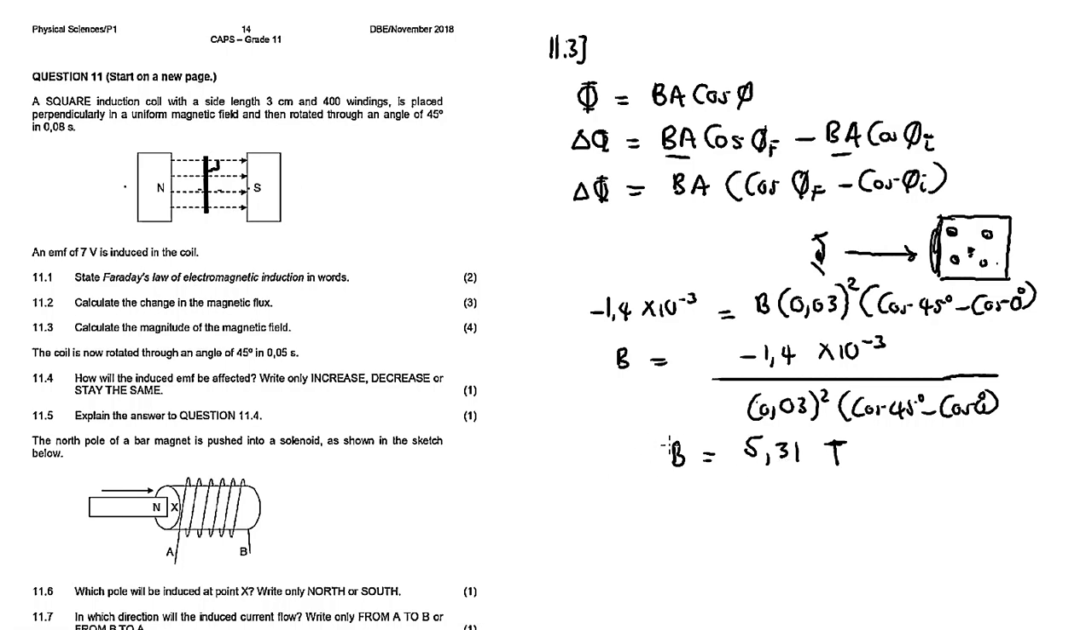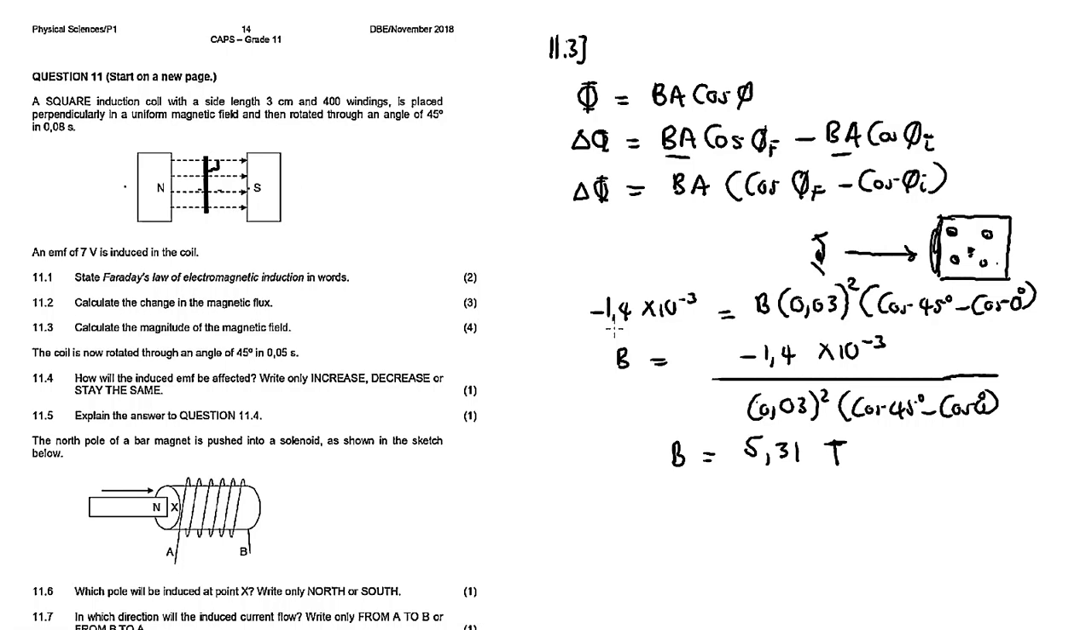Now the next question: the coil is now rotated through an angle of 45 degrees in 0.05 seconds. Before, we rotated it for a longer time, about 0.08. Now say we rotate through the same angle, but in a shorter time.